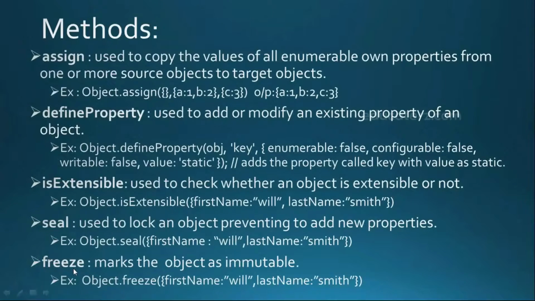Here we have one more method called freeze. It marks the object as immutable. One thing is, even freeze is similar to seal, in that it won't allow us to add properties to an object, but the main difference is that seal can be used when we want to modify the properties. It will not allow us to add a property, but it will allow us to modify the existing properties which are enumerable. Whereas with freeze, we cannot modify or add properties to an object.